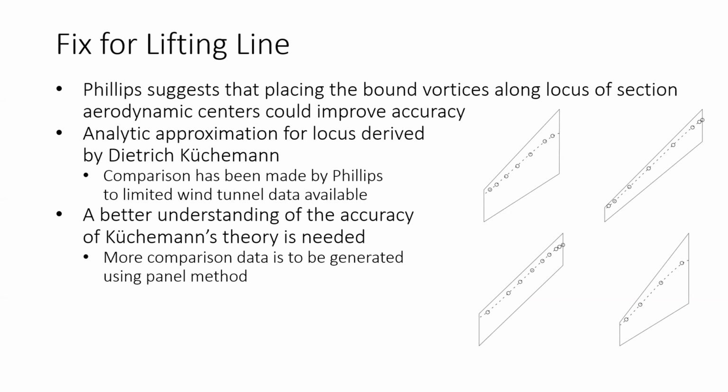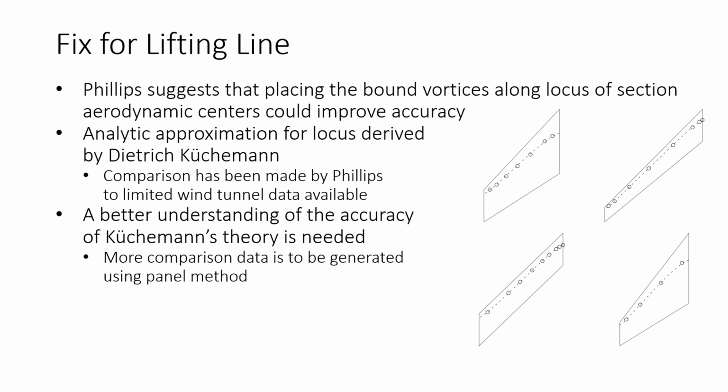Now, Küchelmann has an analytic approximation for this locus, for this line. And Phillips was already interested in this and compared this approximation to some wind tunnel data that he found. Those are the 4 wings that you see here. The dots are experimental measurements of the aerodynamic center, and that dashed line is Küchelmann's analytic solution. That looks promising, but in order to get a better understanding, we wanted to make sure that Küchelmann's analytic solution was well suited over a wider range of wing designs.